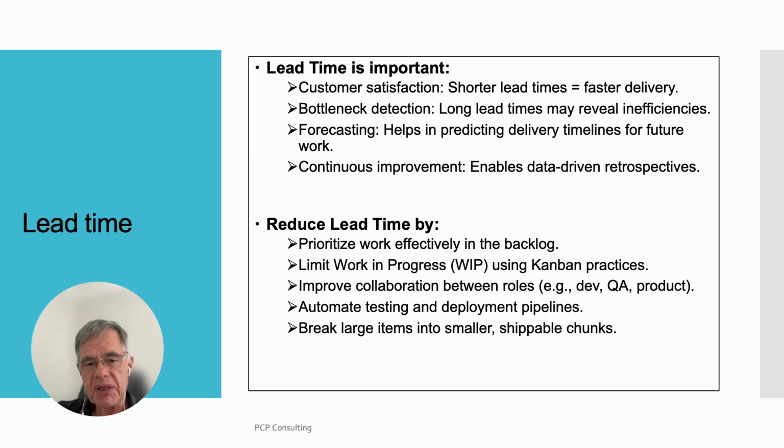Reduce lead time by prioritizing work effectively in the backlog. Limit work in progress using Kanban practices. Improve collaboration between roles, for example, dev, QA, and product. Automate testing and deployment pipelines. Break large items into smaller, shippable chunks.